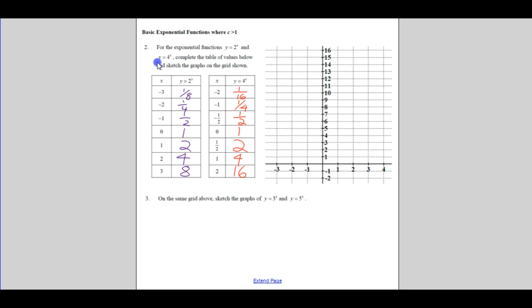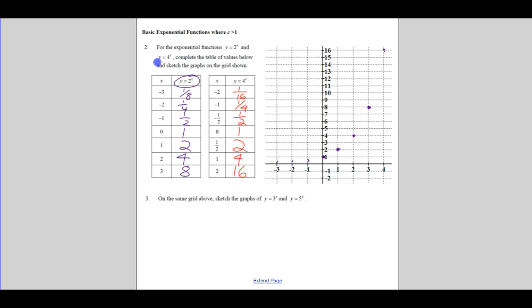Okay, so let's plot these. I'm just going to use 2 different colors here. I'll use the purple for this. So negative 3 is 1/8. It's just going to be kind of small there. Negative 2 is 1/4. Negative 1 is 1/2. 0 is 1. 1 is 2. 2 is 4. 3 is 8.